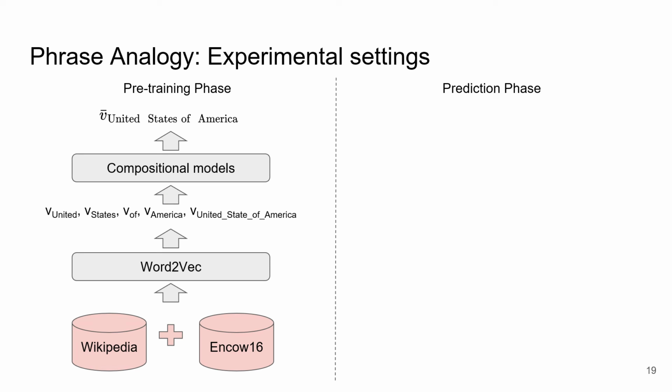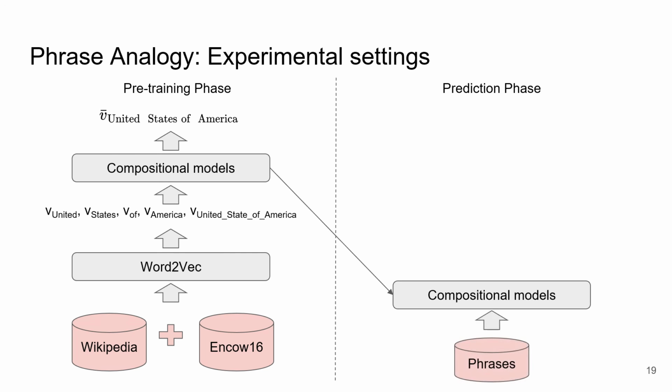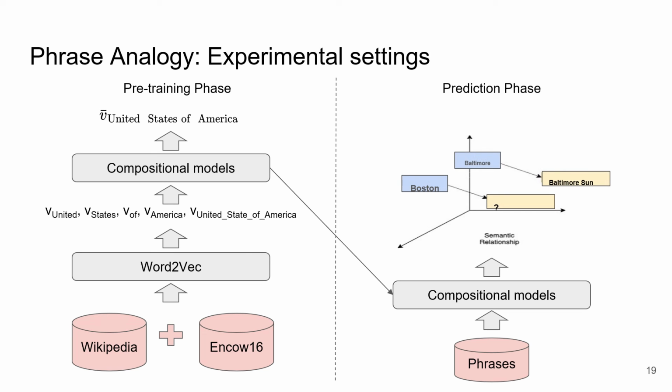The procedure of the experiment is similar to the noun compound interpretation in the last experiment. In the first phase, the pretraining phase. However, in the second phase, we only do prediction. We use the pretrained compositional model to obtain the estimated vector for the phrase, and then find the closest vector to the calculation vector Baltimore-Sun minus vector Baltimore plus vector Boston.